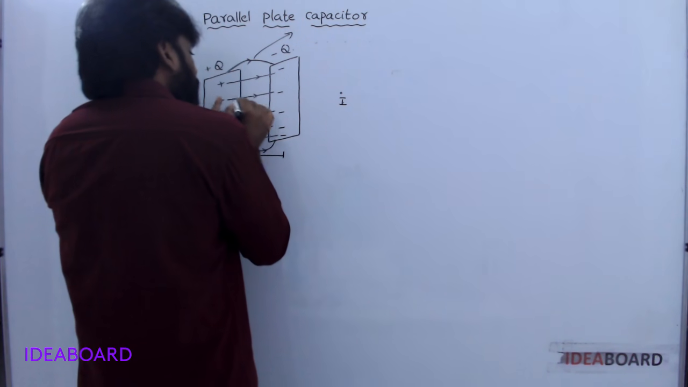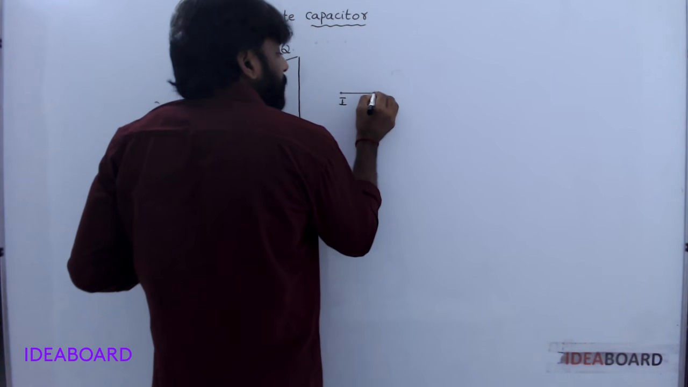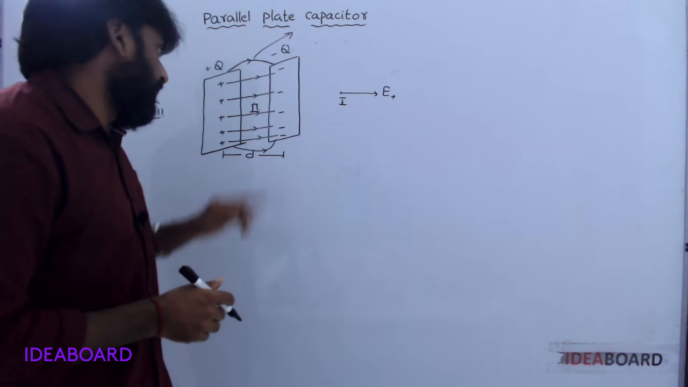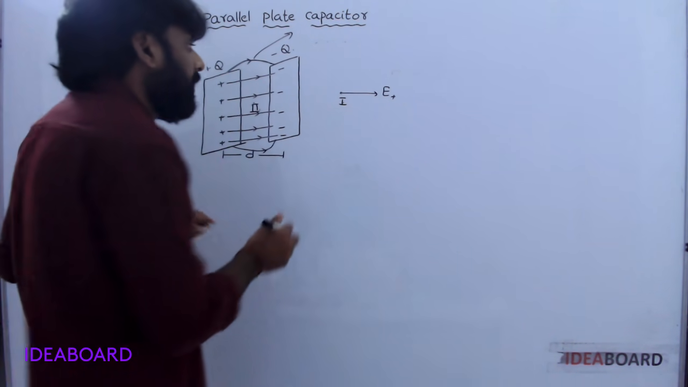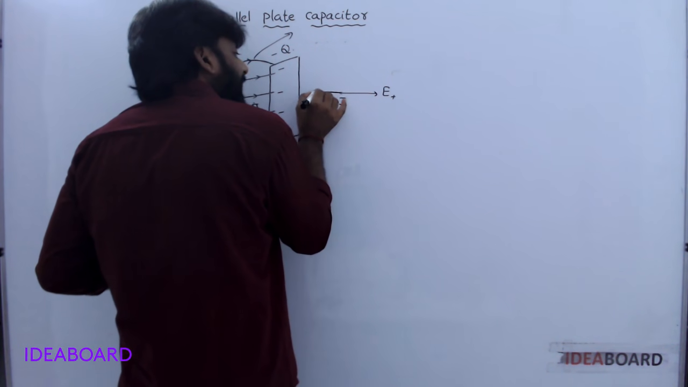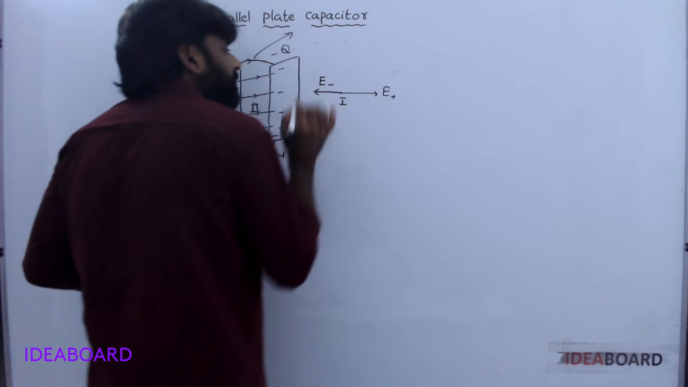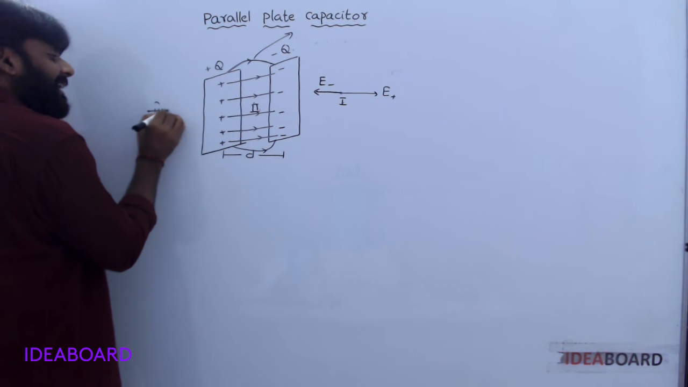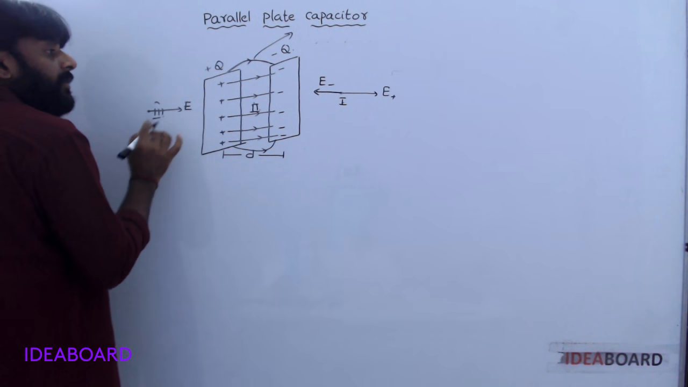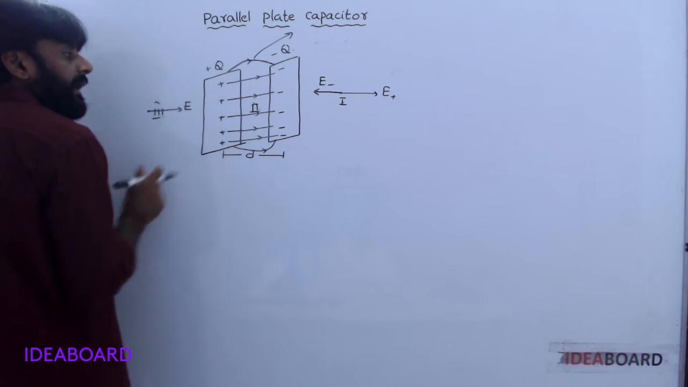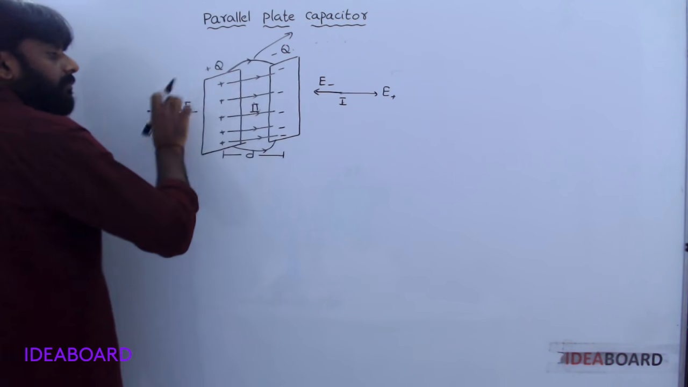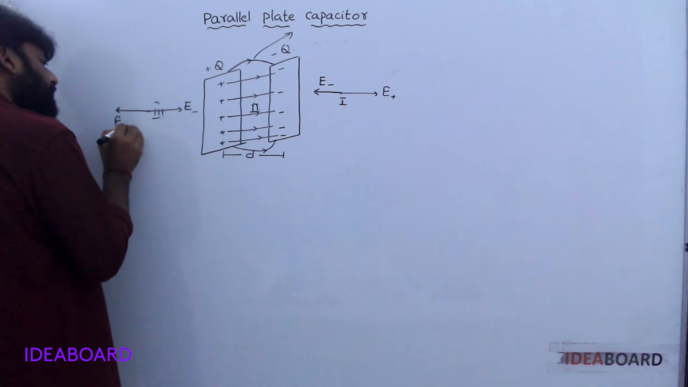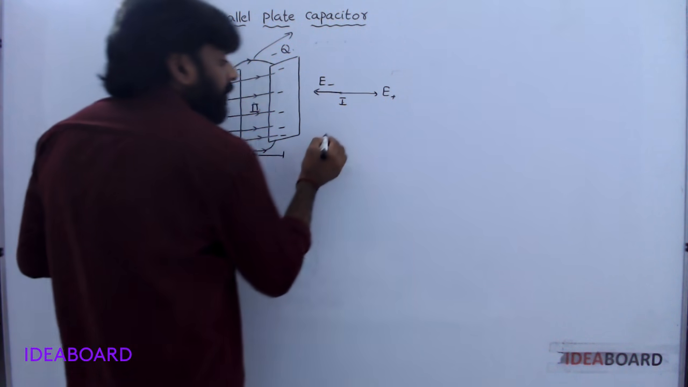At region 1, the electric field due to the positive plate is outwards, and the electric field due to the negative plate is inwards. At the third region, the electric field due to the negative plate is inwards, and due to the positive plate is outwards.